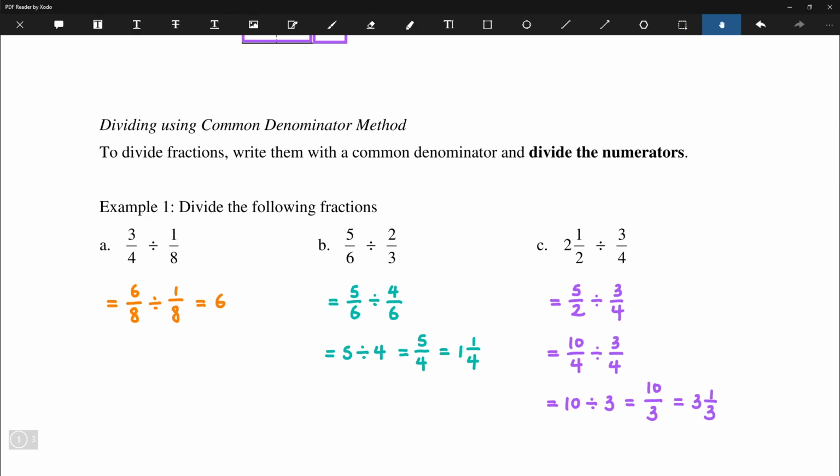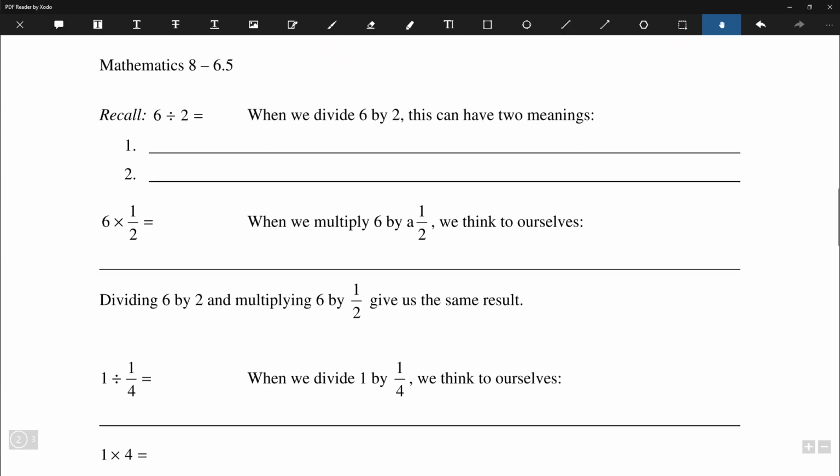Okay, so that's two different methods of looking at dividing fractions. But the first one, the diagrams, is not very quick because you have to draw the diagrams, and using common denominators is actually not the fastest thing we can be doing for dividing either. So let's look at what else we have in store.